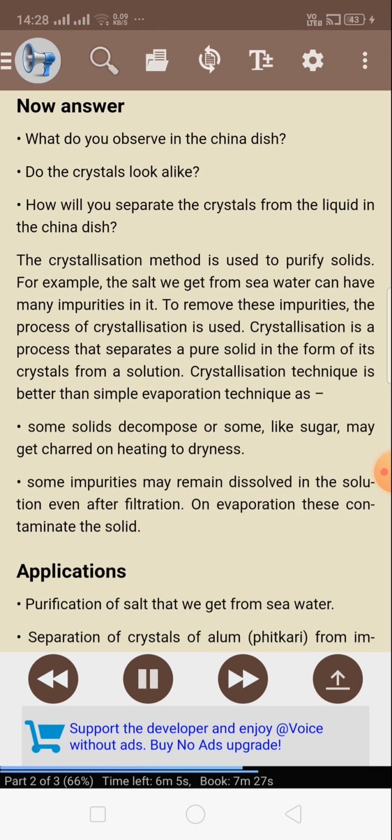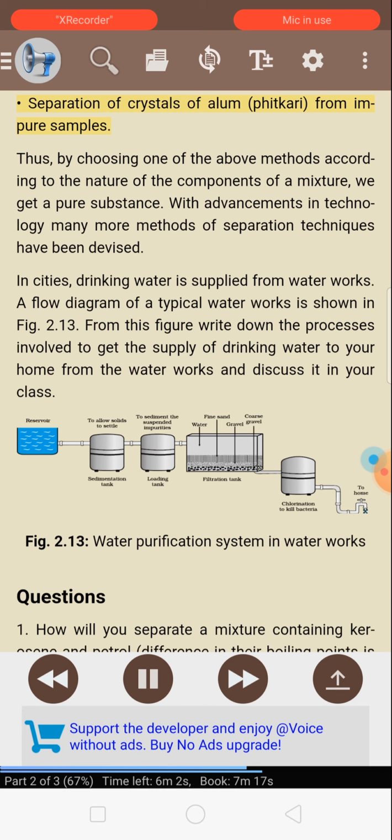Figure 2.13, water purification system in waterworks. Applications: purification of salt that we get from seawater; separation of crystals of alum from impure samples. Thus, by choosing one of the above methods according to the nature of the components of a mixture, we get a pure substance. With advancements in technology, many more methods of separation techniques have been devised.